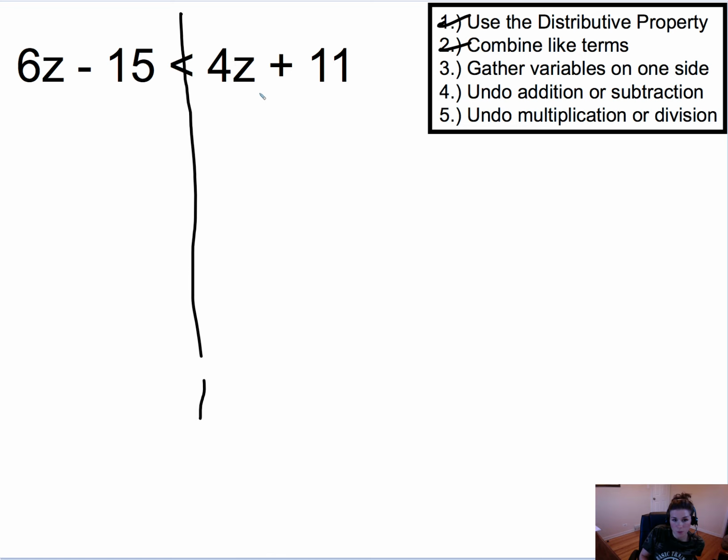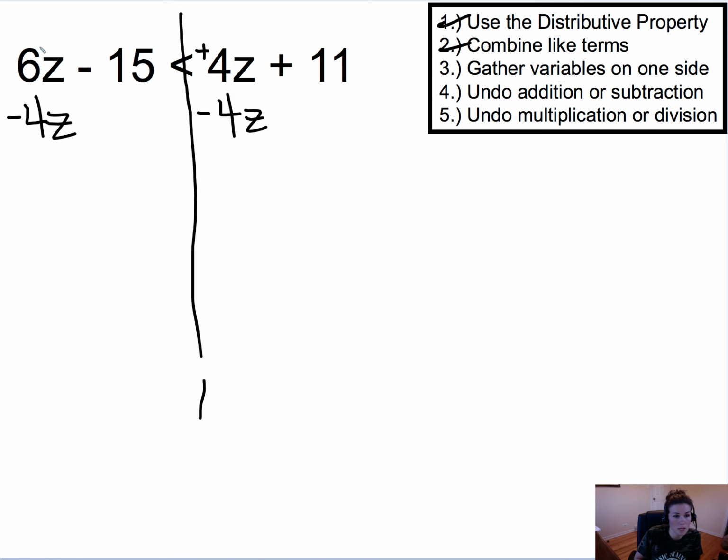So in order to move the 4z, I've got to ask myself, how is the 4z attached to the 11? It's attached with addition. That means in order to undo it, I'm either going to add or subtract 4z. But I need to look in front of the 4z. Since it's a positive 4z, I want to do the inverse of that and subtract 4z. And then whatever I do on the right, I do on the left.